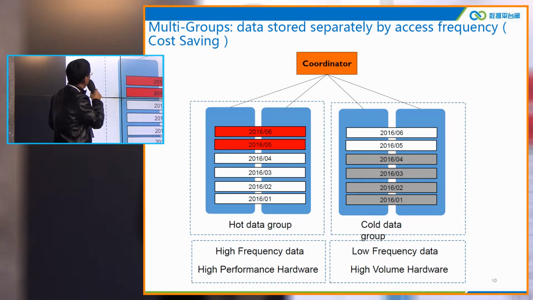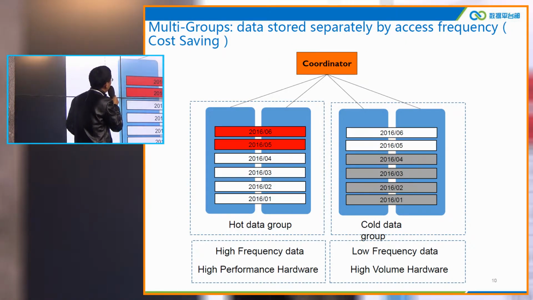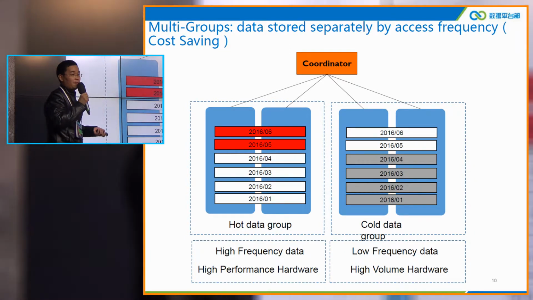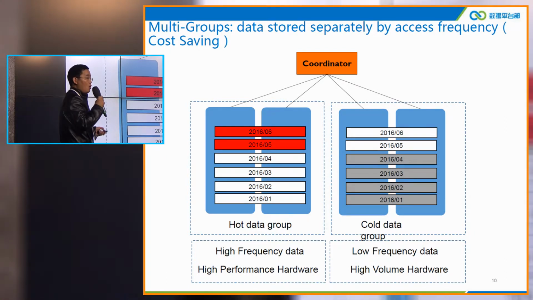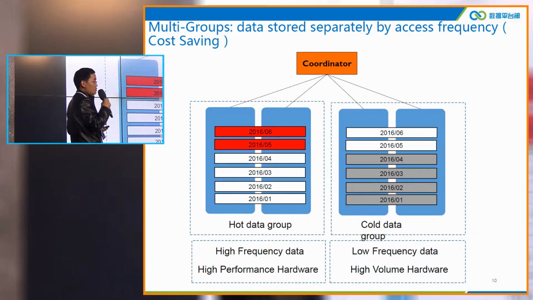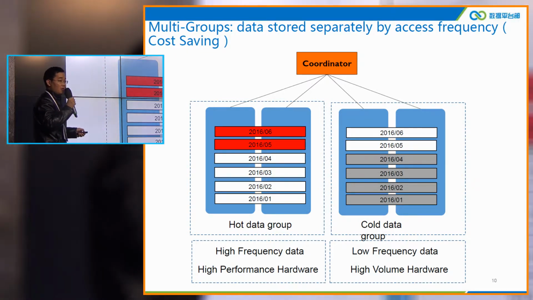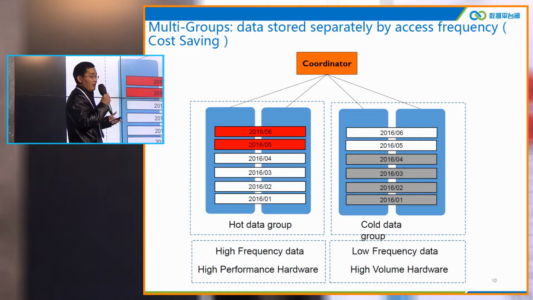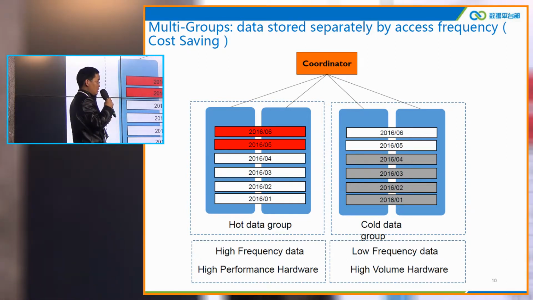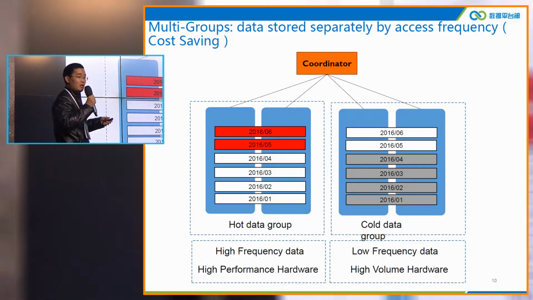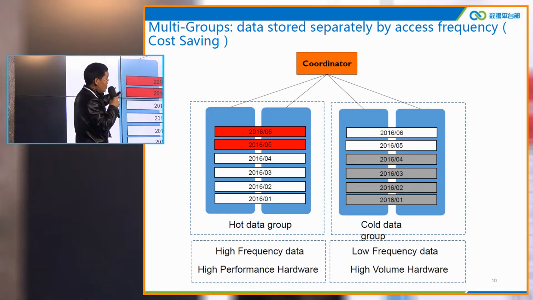We have another multi-group technology. This technology is for cost saving, because we know in China, the government has laws for the security industry. We have to keep the transaction data for several years. But the most active data is from the latest several months, maybe 3 months. Access to this data, the ratio is maybe 95%. But we have to keep all of them.